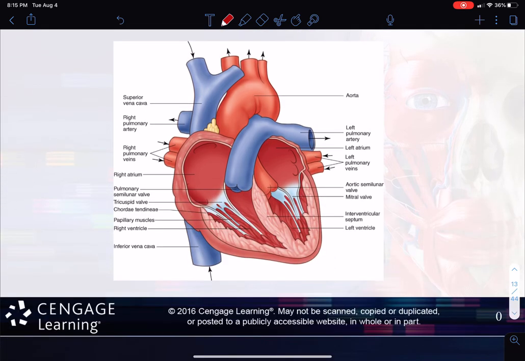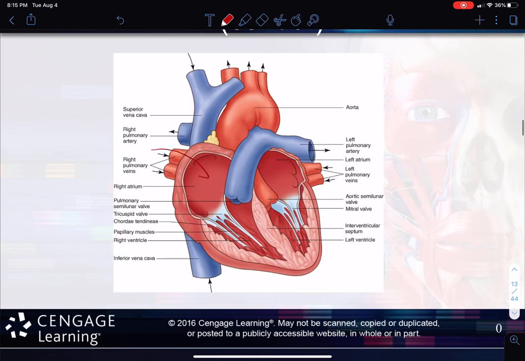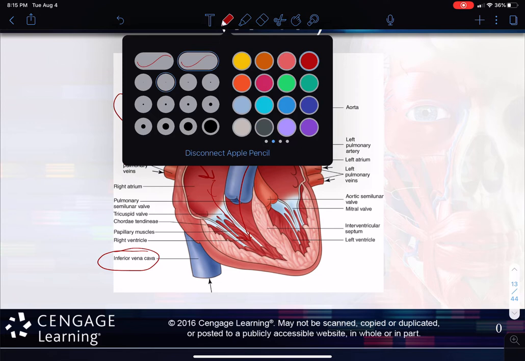Here's a nice picture of what we just talked about. So blood is going to come into the right atrium via the superior vena cava and the inferior vena cava and the coronary sulcus, which is not listed here, but it's on the posterior aspect of the heart. Then that blood will collect in the right atrium, go into the right ventricle, and then leave out the pulmonary trunk artery to go to the lungs to get reoxygenated.